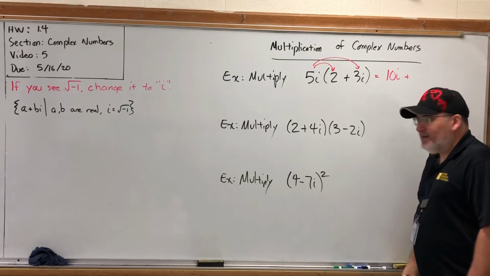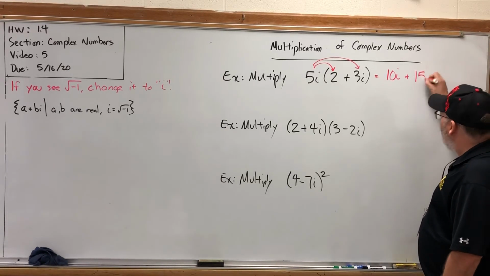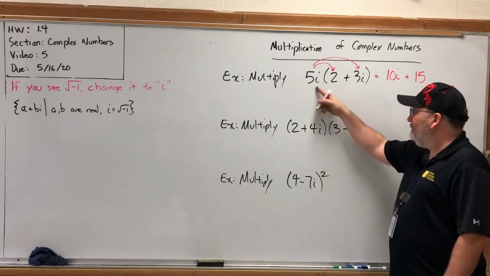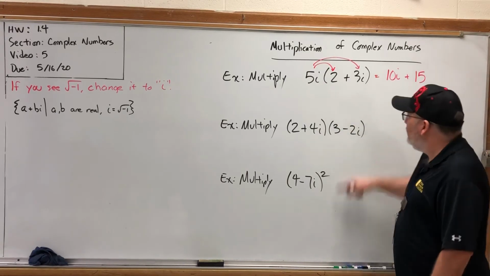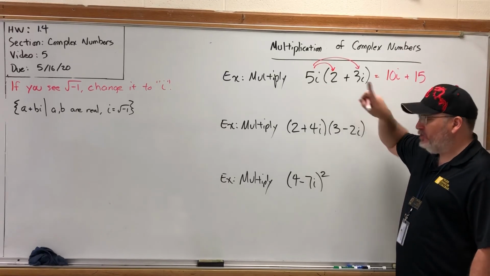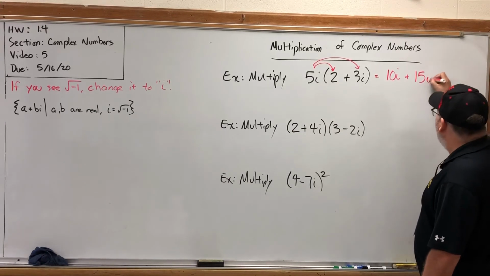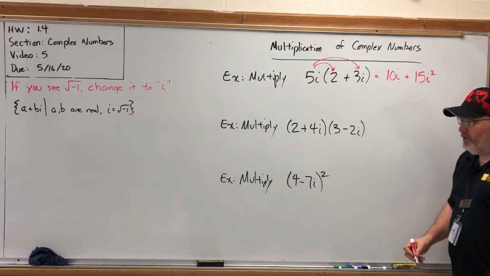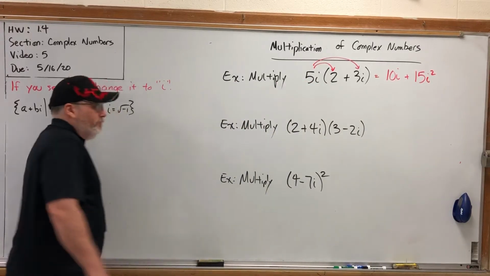But what about 5i times 3i? Well, 5 times 3 is 15, but what about i times i? Well, when you multiply something by itself, you're squaring it. So in the second half of the distribution, 5 times 3 is 15, but i times i is i squared, which is what you would do if it were any other letter.